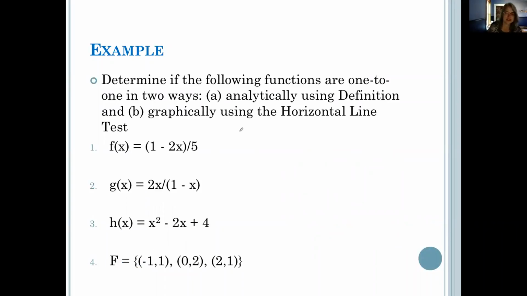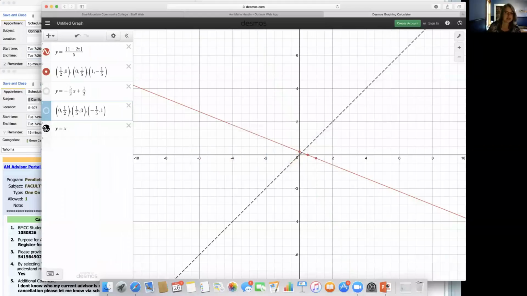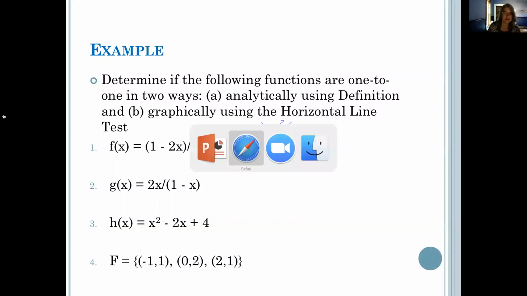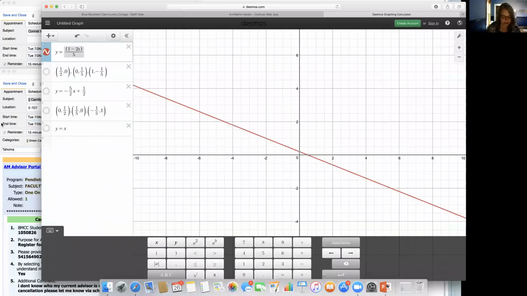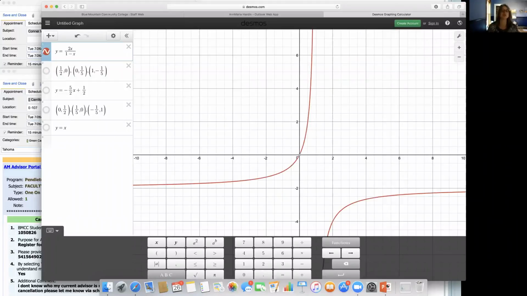Let's try g of x equals 2x over 1 minus x. Now, before we start, let's just look at the graph. I'm going to turn these off for a minute. And y is going to equal 2x over 1 minus x. There we go. All right, does this pass the horizontal line test?